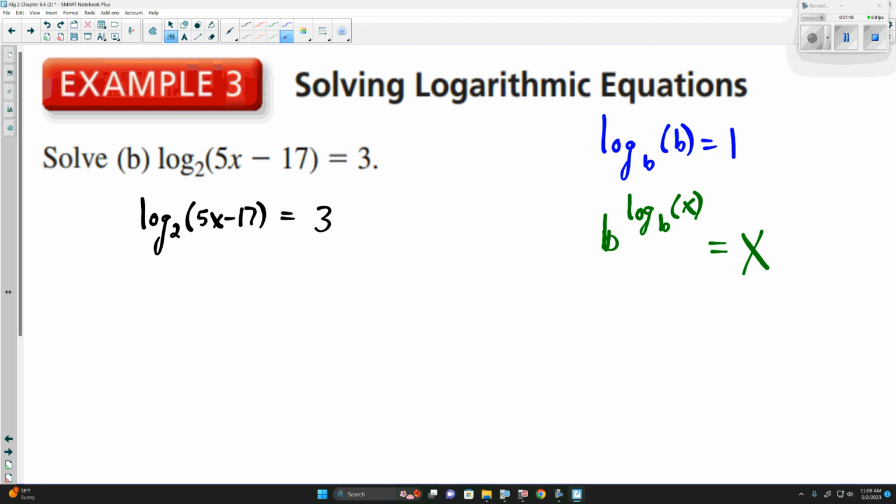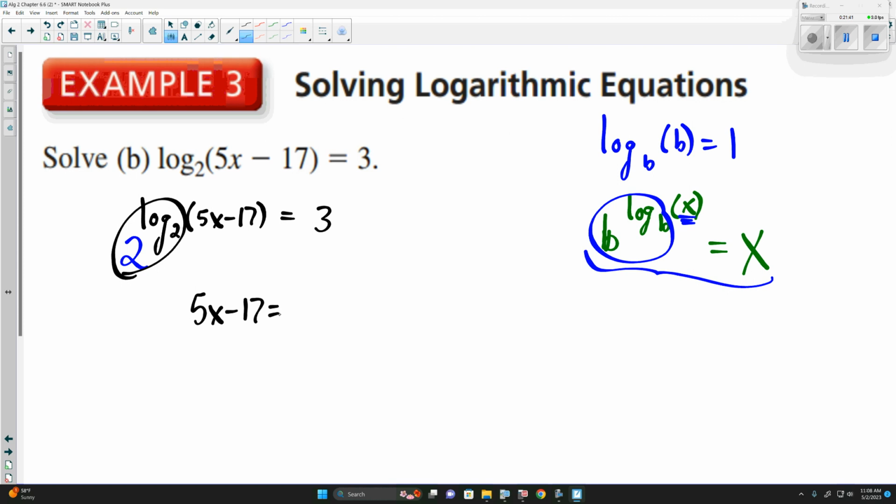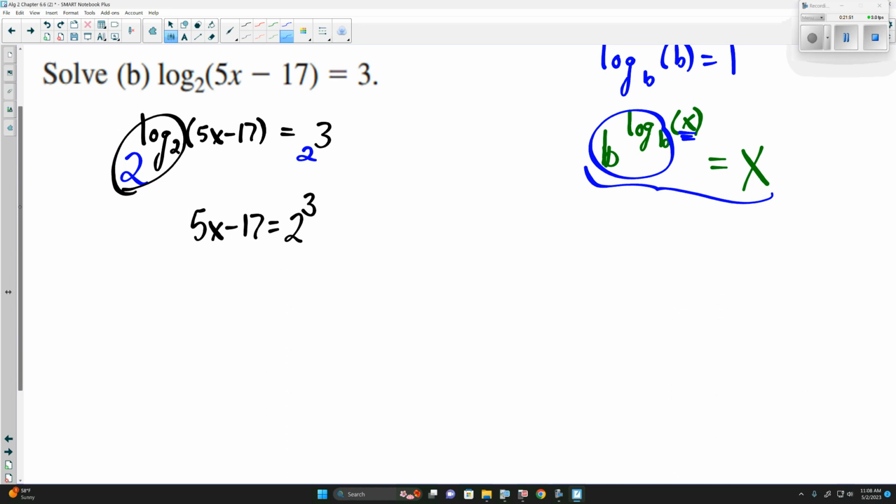But what base would I use? 2, because 2 to the log base 2 of 5x minus 17, according to this property, b to the log base b simplifies to what's inside the parentheses. So it should simplify to 5x minus 17. But if I do something to one side, we have to do it to the other, which tells us that 5x minus 17 is equal to 2 to the third.